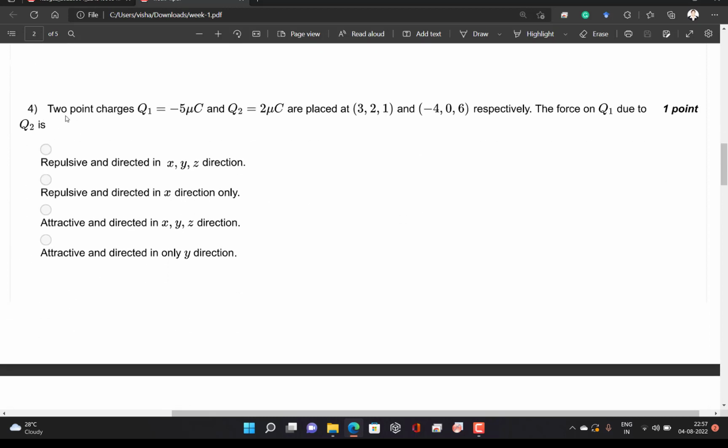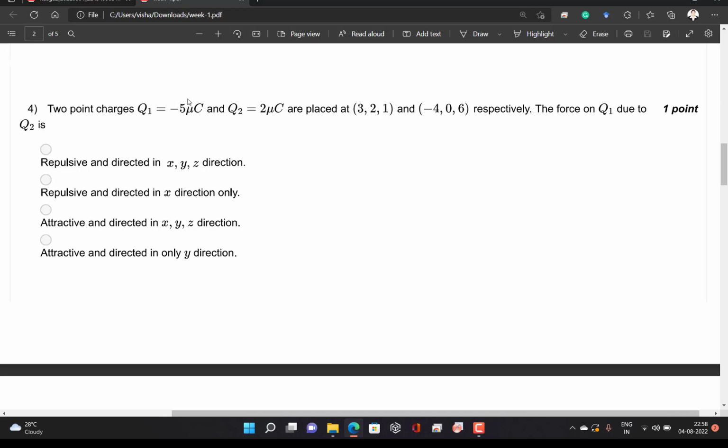So the next question is: two point charges, Q1 equals minus 5 microcoulomb and Q2 equals 2 microcoulombs, are placed at (3, 2, 1) and (-4, 0, 6) respectively. The force on Q1 due to Q2 is. So the first thing that we have to check is both Q1 and Q2 are of different sign, isn't it?